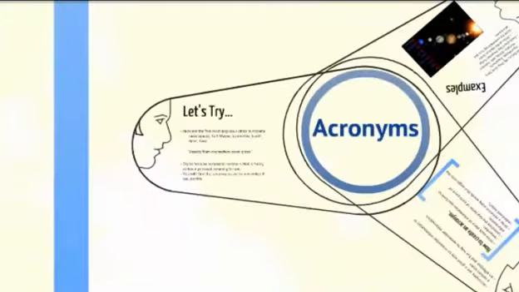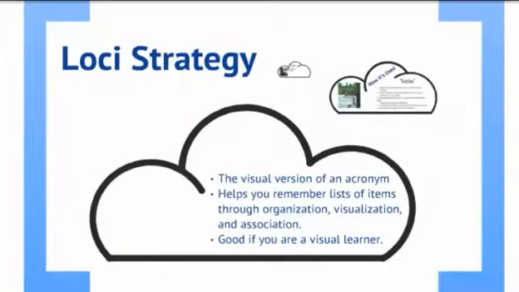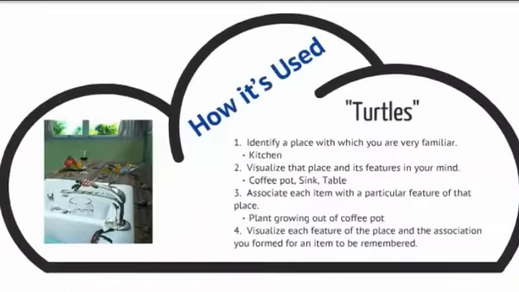The LOCI strategy is the visual equivalent of an acronym. This strategy helps you remember by making visual associations with information. This is particularly helpful if you are a visual learner. The LOCI strategy can be done either with an actual set of terms or like an acronym where substitute words are used. Let's make some associations with turtles.